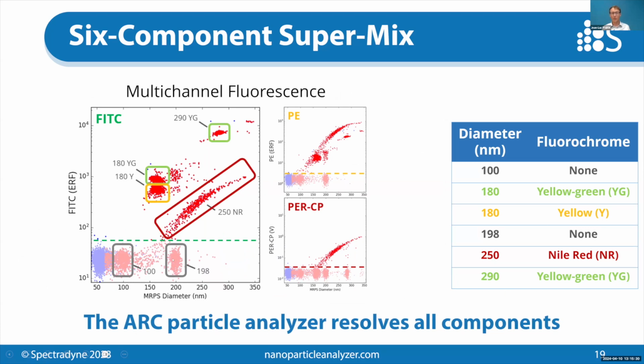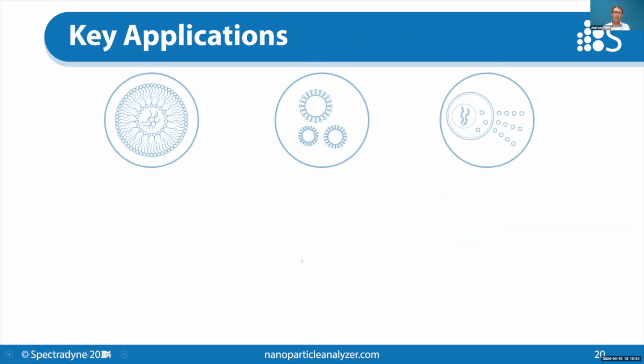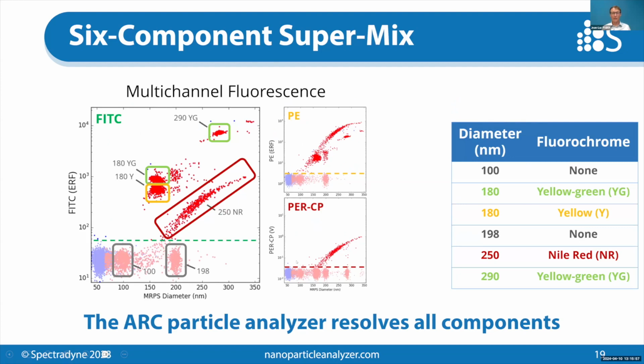The non-fluorescent particles, the 100 and the 200 nanometer particles, are below our limit of detection, right? They're not fluorescent. The red ones are the only ones that show up in our red channel. And we can now distinguish between these two different fluorochromes on same size particles based on their brightness in the green and the yellow channels. So this example just illustrates the kind of resolving power for quantifying subpopulations of particles in complex mixtures that you can do with the ARC.